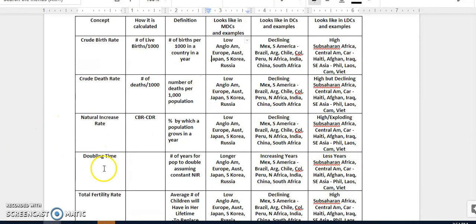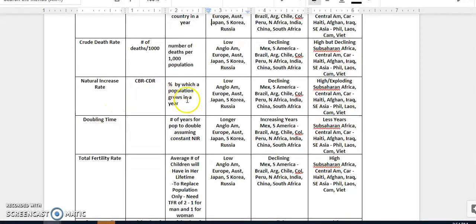Next is what we call doubling time. This is the number of years for the population to double, assuming a constant natural increase rate. It is much longer in the stage 4 MDCs because they're growing a lot slower, so it's going to take a lot longer to double.